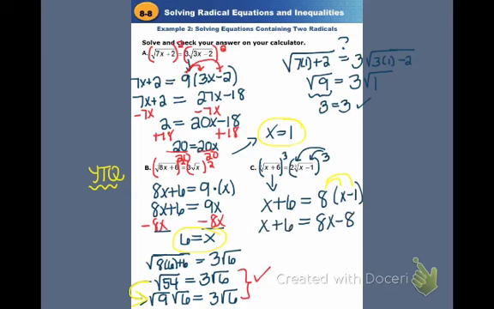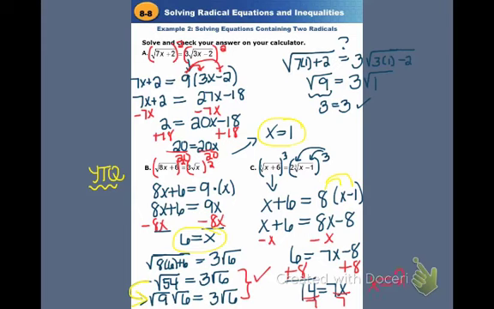So now all we have to do is bring variables on one side and, of course, the real numbers on the other. So this would leave me with a 7x minus 8 on this side. I could add 8 to both sides, and that gives me 14 equals 7x. So when I divide by 7, x is equal to 2.